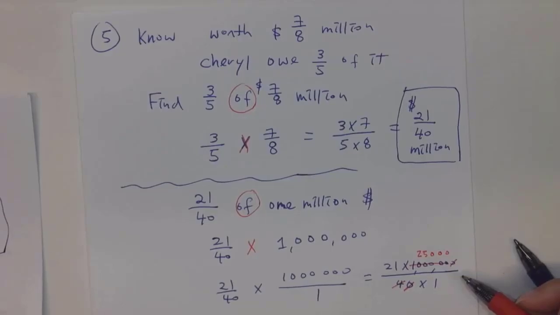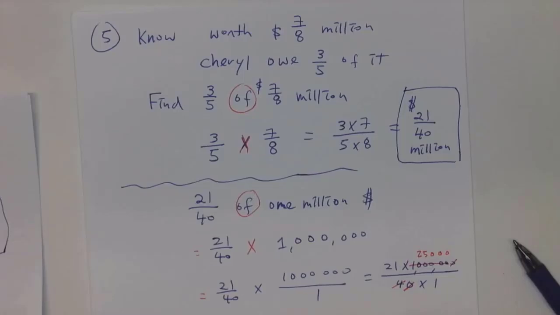Alright, 21 times 25,000. Anybody have a calculator? No? Can you use your phone real quick? 525 with how many zeros? 25,000 times 21. How many zeros? 3. 3 zeros.